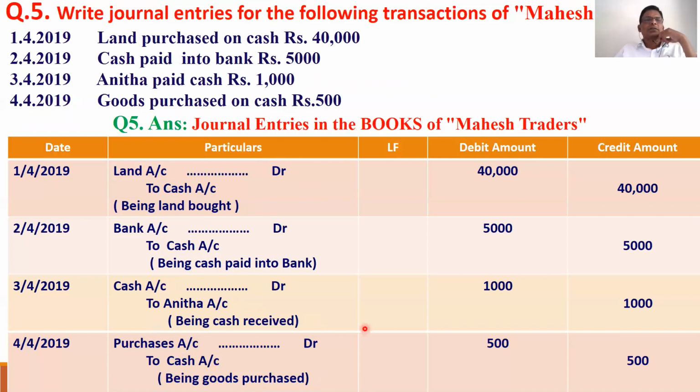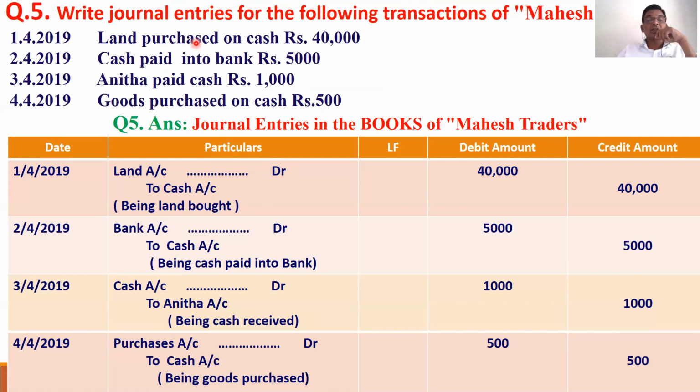Another example here. Land purchased on cash for 40%. When we purchase fixed assets, land account is debited. Land coming in, land account debited, cash going out, cash account is credited. Land account to cash account, being land bought. So what you have to remember, purchase account need not be used, because purchase account is used exclusively for purchase of goods. That you have to remember.